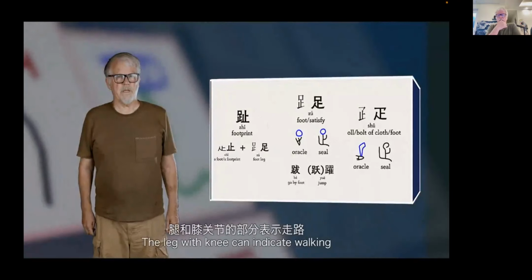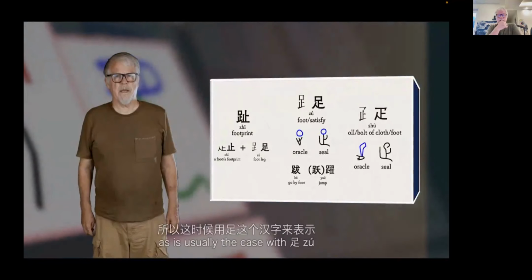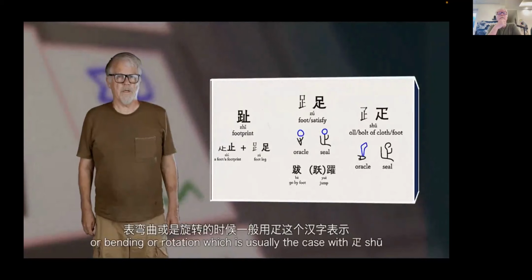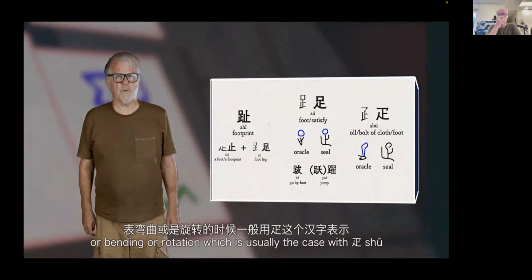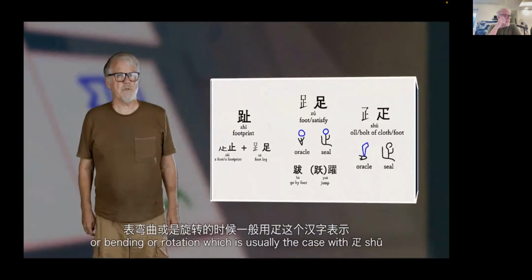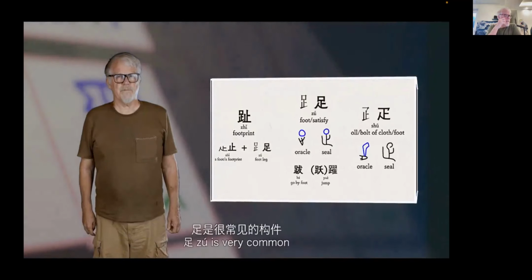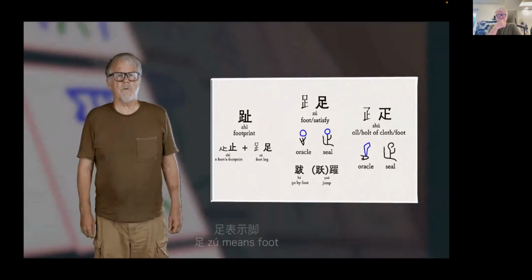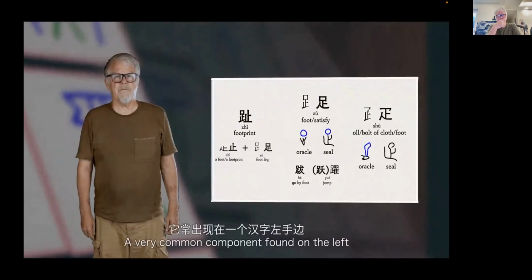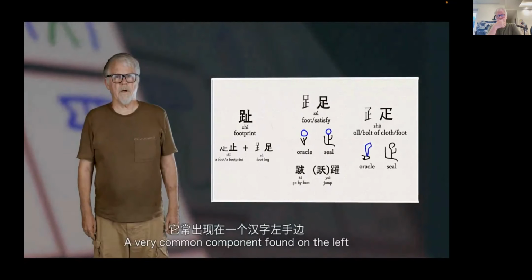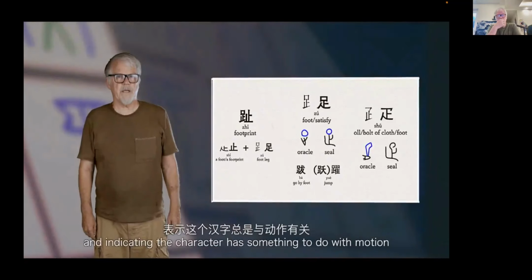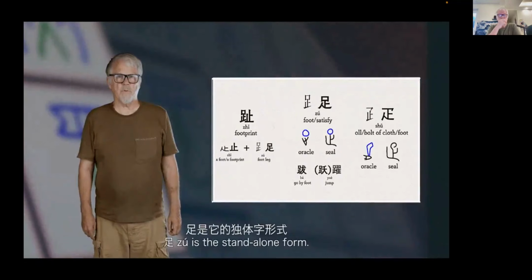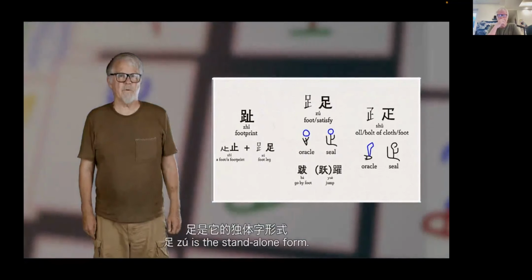The leg with a knee can indicate walking, as is usually the case with zhu, or it can indicate bending or rotation, which is usually the case with shu. Zhu is very common. Shu is quite uncommon. Zhu means foot. A very common component found on the left side and indicating the character has something to do with motion. Zhu is the standalone form.